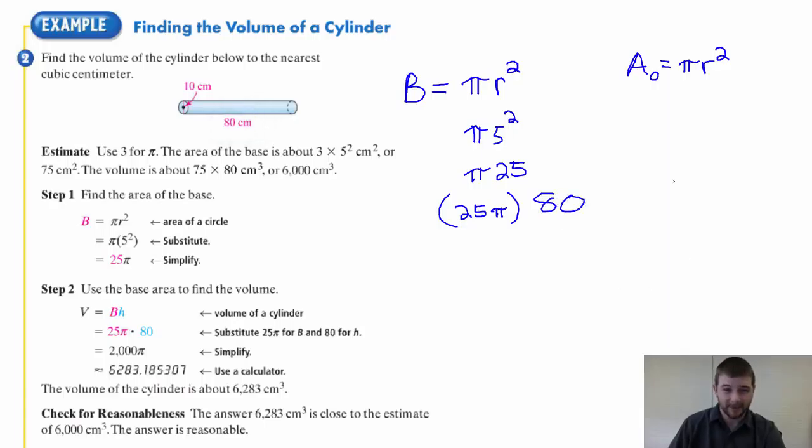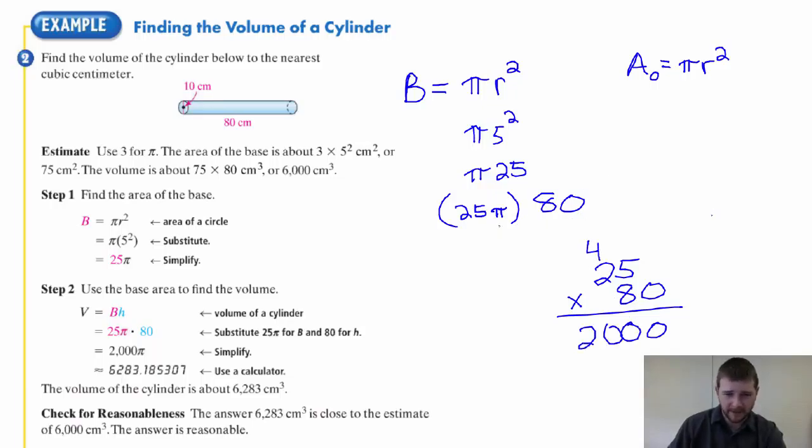So 80 times 25, let's see. 2,000, and let's not forget the pi. 2,000 pi. All right, bear in mind that's representing the volume of the cylinder. And if we'd carefully tracked our units, these were 25 pi square centimeters. Denote that here. And we were multiplying those by 80 centimeters. Centimeters squared times centimeters is cubic centimeters, or centimeters cubed.